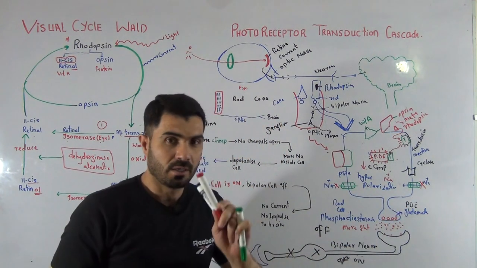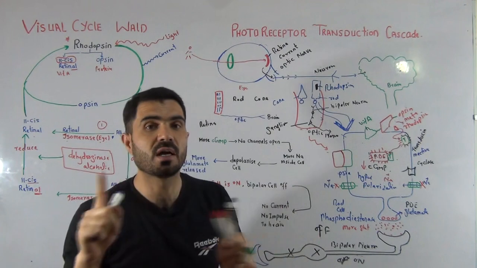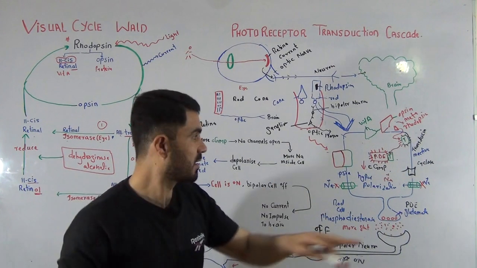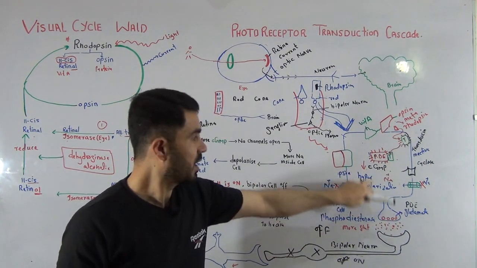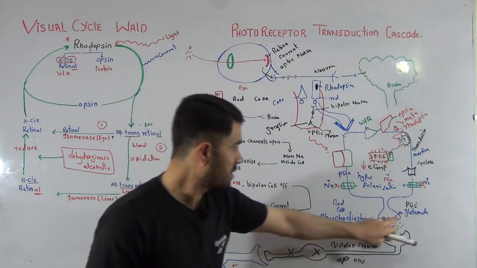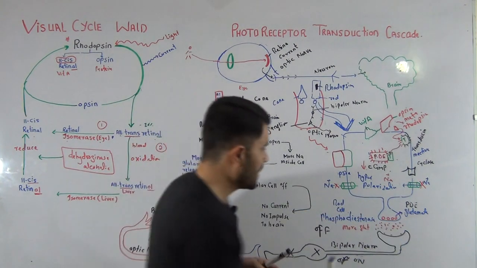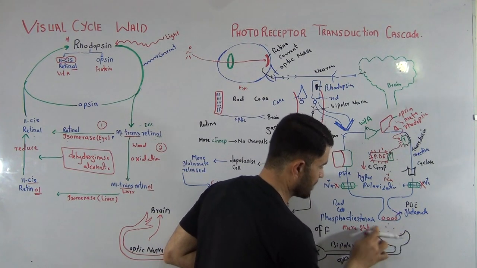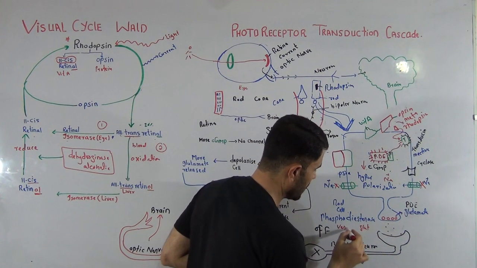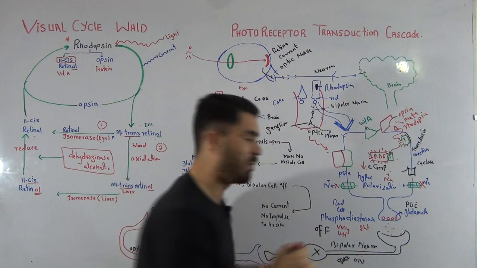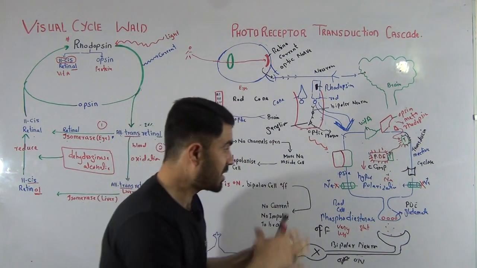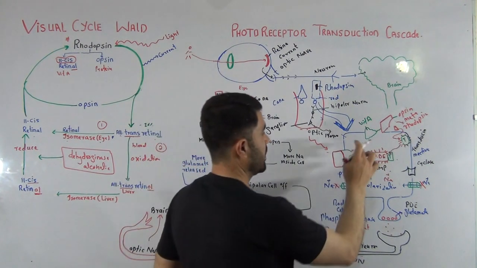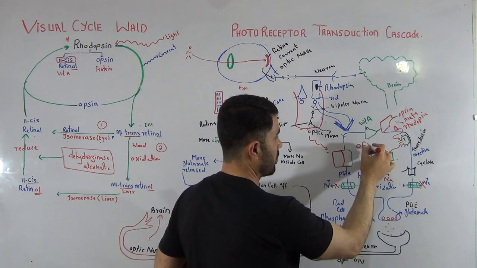Hyperpolarization. If you remember, in the previous case, it was called depolarization, when the light was absent. But when the light is there, the cell becomes hyperpolarized. In the hyperpolarized state, the glutamate will not be in excess. Very little glutamate will be there. Less amount of glutamate will be there. And at this stage, we say that the rod cell is now off.